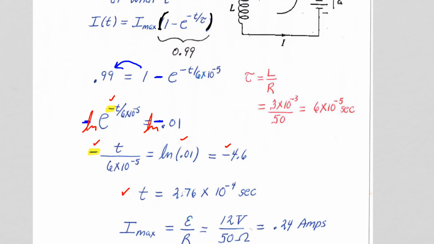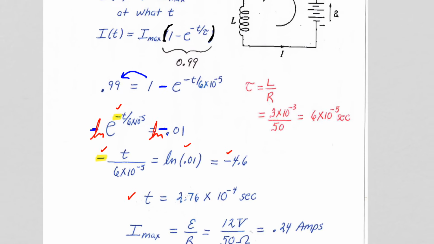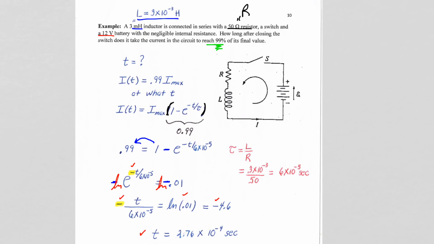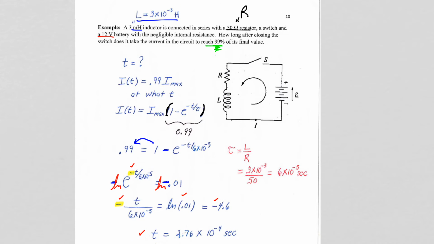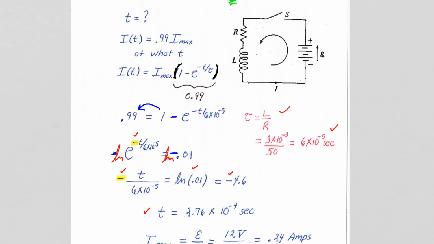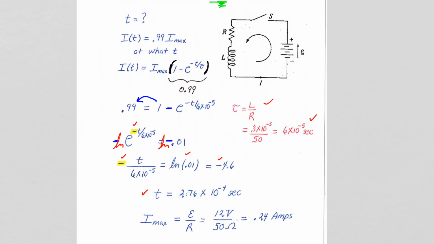Now, notice our time constant, which I kind of glossed over at the beginning, but we were given the L and the R. So time constant is L on R, is 6 times 10 to the minus 5 seconds. If we wanted to know how many time constants we were looking at to get to 0.99, well, we really have the answer in front of us. So the time constant tau is on the bottom, right? So that's our 6 times 10 to the minus 5.